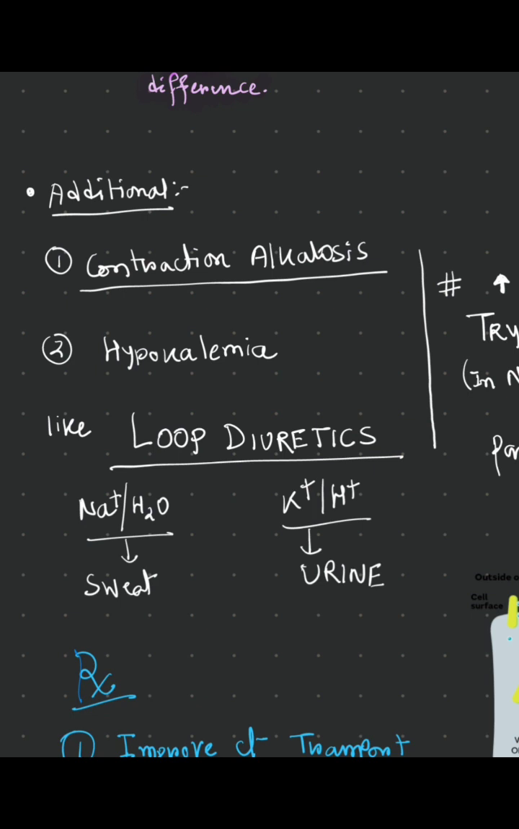So now what are the additional things that we'll see in cystic fibrosis? There is always an associated contraction alkalosis, and sometimes it may be associated with hypokalemia. A patient having cystic fibrosis will present like a patient on loop diuretics. So why this hypokalemia occurs is basically that sodium and water are secreted in the sweat in excess amounts. So to compensate this, the potassium ions and the hydrogen ions are secreted into the urine. Thus the blood will have less potassium, causing hypokalemia, and also less protons, causing alkalosis.